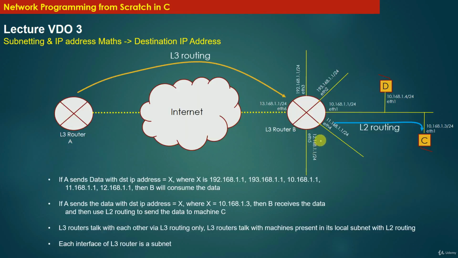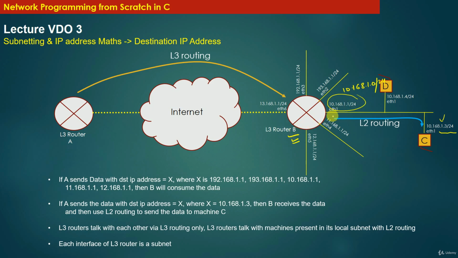In the previous slide, router B receives the packet from router A with destination IP address 10.168.1.3. This destination IP address does not match the IP address of any local interface of router B, so router B does not consume this packet. But the destination IP address specified in the packet falls in the local subnet 10.168.1.0/24. So what will router B do?